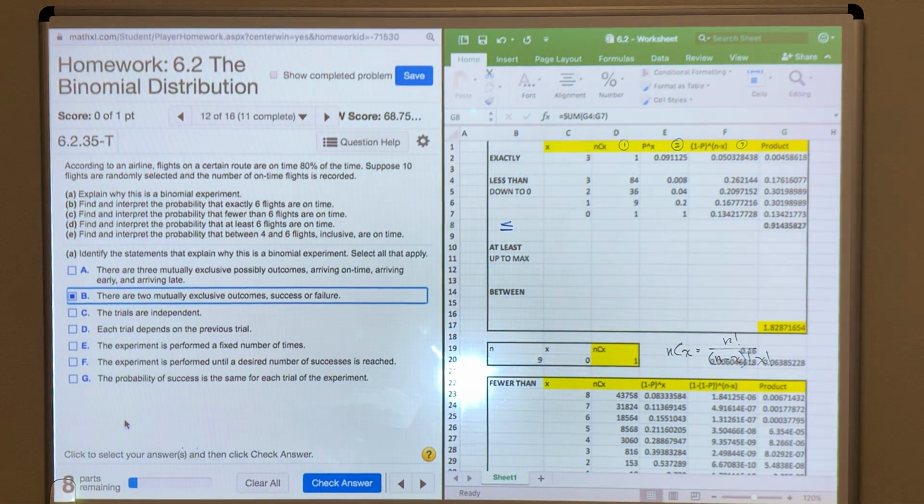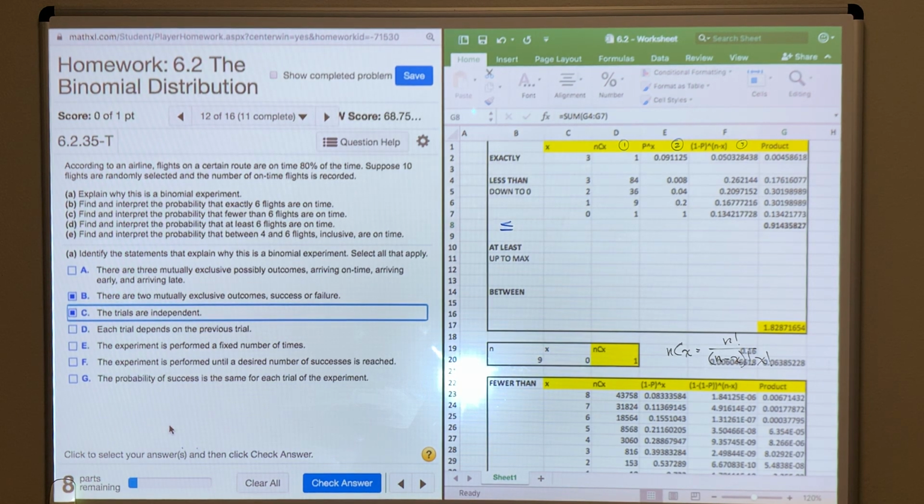The trials are independent. That is a characteristic of a binomial experiment. Are the trials independent? Yes. 10 random flights selected. 10 different airline flights, meaning that in general, these flights should not be connected to each other. They should be independent, meaning that the results from each do not impact the others. That's good. That's a characteristic of a binomial experiment. All right, D, each trial depends on the previous trial. No, that would disqualify it from being a binomial experiment.